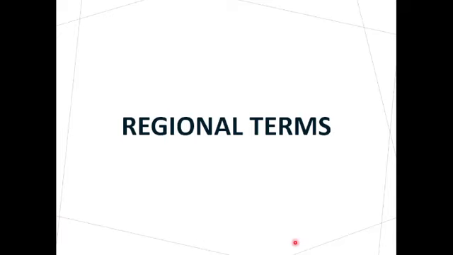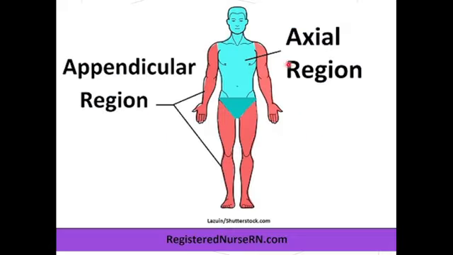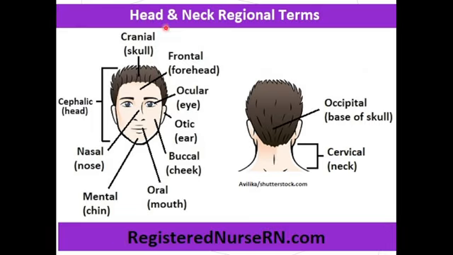Next, regional terms. We have the axial region, which consists of the head, the neck, and the trunk. Next is the appendicular region, and these are the limbs, the hands and your feet. So in the head we have some terms.